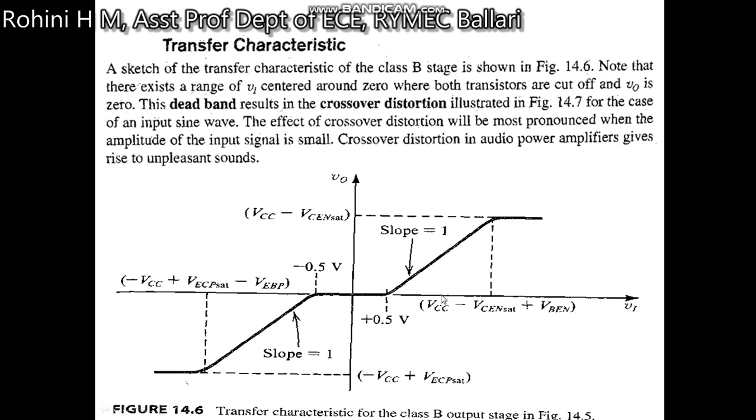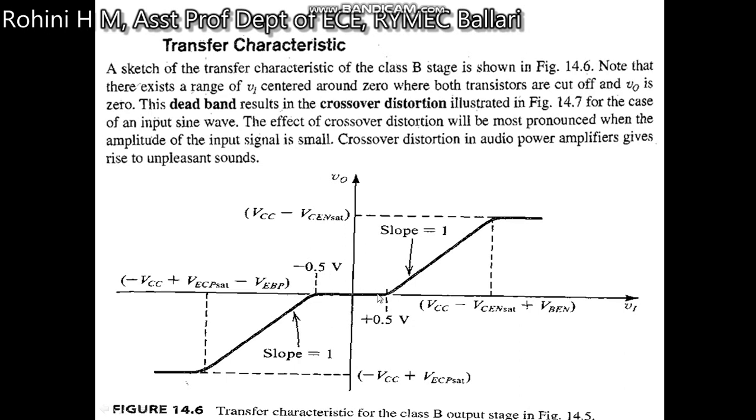This is the transfer characteristic of the class B output stage. The output voltage is given by this expression, that is VCC minus VCE sat of the N transistor. In the negative cycle, we have minus VCC plus VEC sat of the P transistor. The sketch of the transfer characteristics of the class B stage is shown in this diagram. Note that there exists a range of Vi centered around 0 where both transistors are cut off.